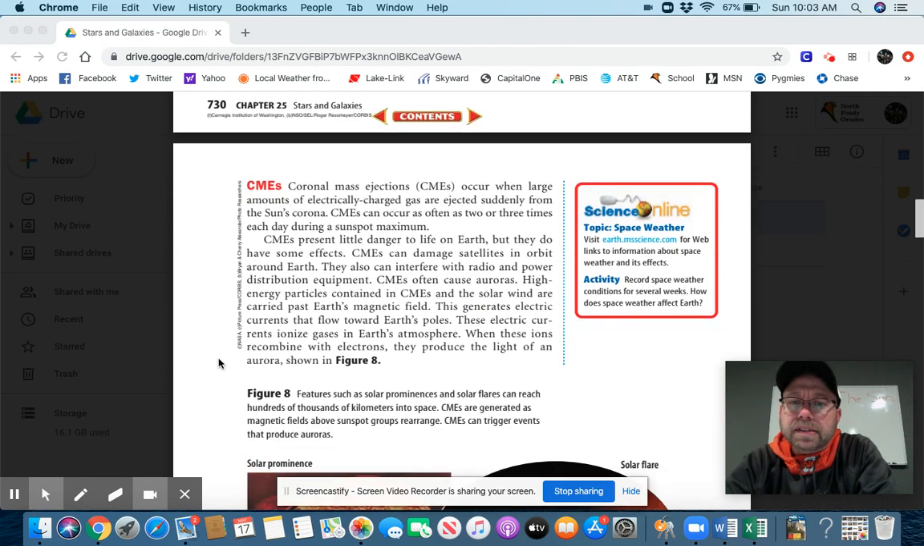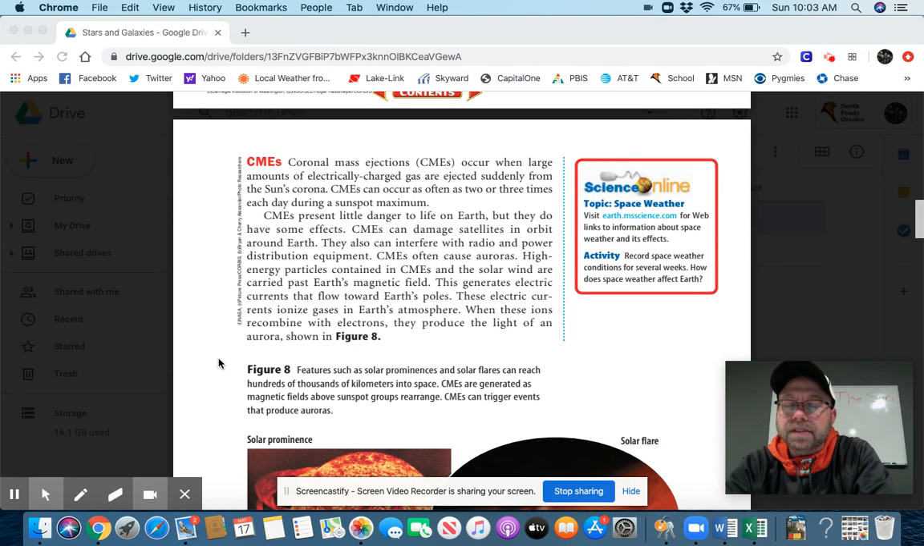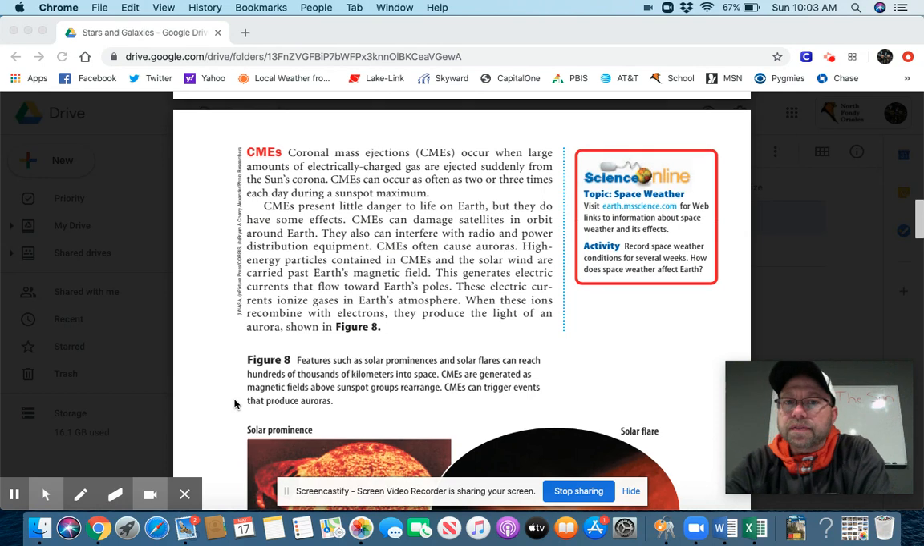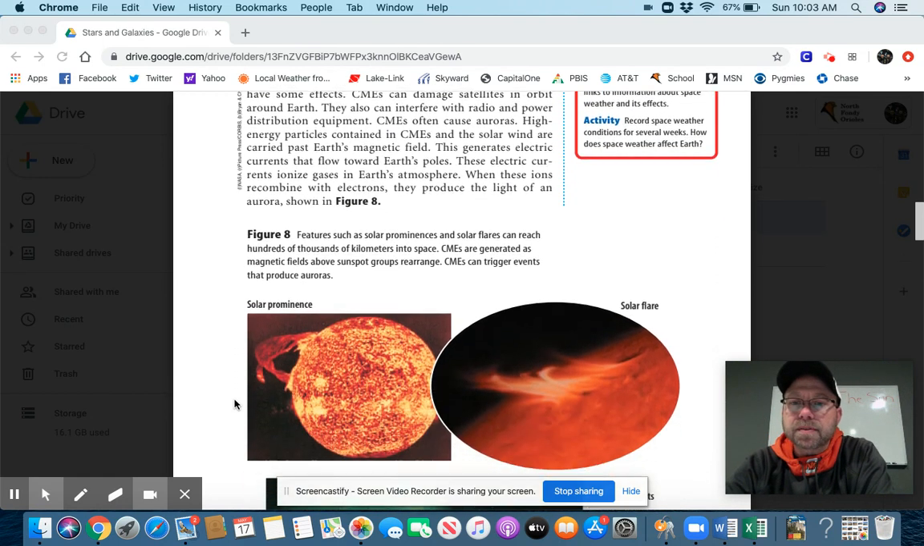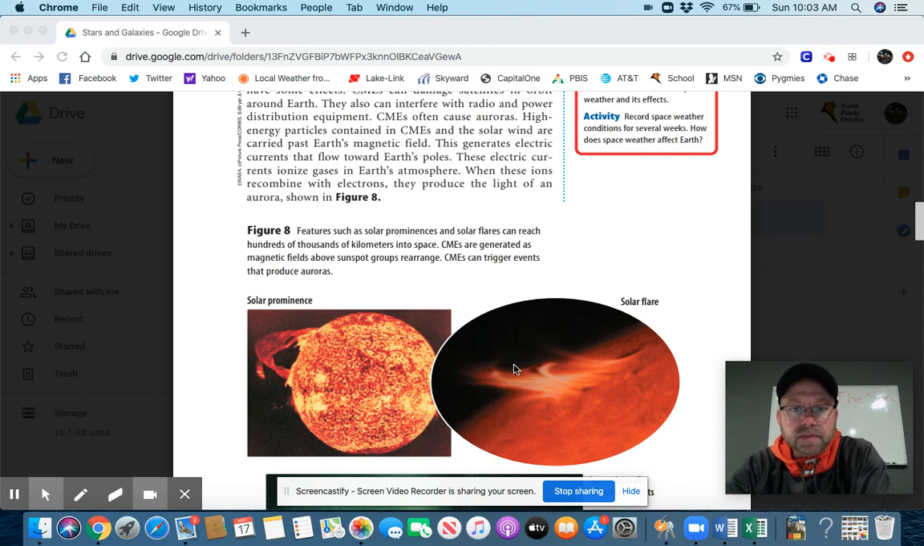Now, one of the last things that we'll talk about are coronal mass ejections, or CMEs. They occur when large amounts of electrically charged gas are ejected suddenly from the sun's corona. And these things can occur as often as 2 or 3 times each day during sunspot maximums. Now, here's an example of a solar flare and a solar prominence.